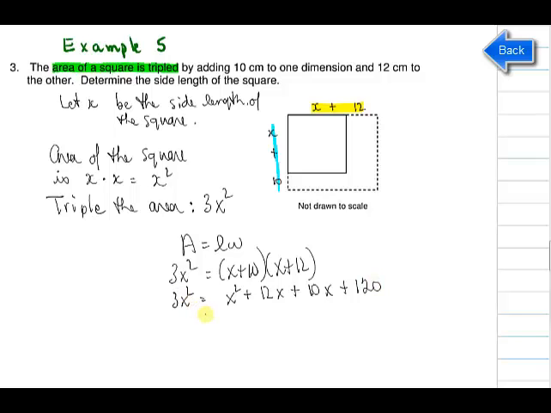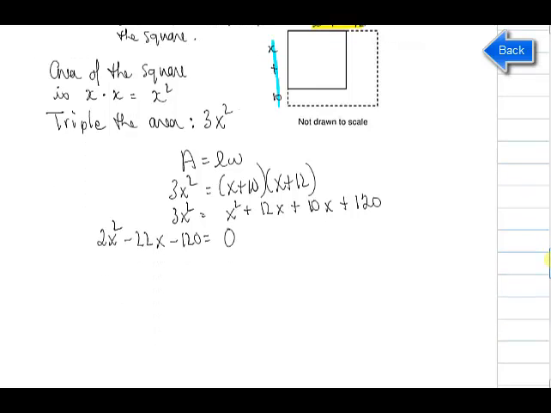And I'm going to move everything to the left. I know that seems like a lot of work, but I don't want to have a negative x squared, so I'm going to make this side equal to 0. When I bring my x squared over to the left, it becomes negative. I'm going to have 3x squared minus x squared, which is 2x squared. I'm going to combine my 12x plus my 10x. That gives me 22x, and I'm going to bring that to the other side. It becomes negative. And then I'm going to bring my 120 over to the other side, and it becomes negative 120. And I'm going to solve by factoring.